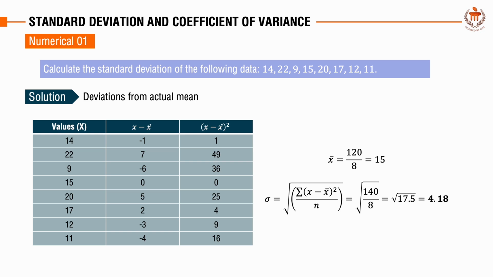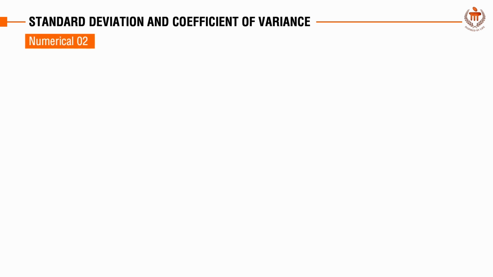So the formula of standard deviation is square root of summation of x minus x bar whole square by n, where the sum of x minus x bar whole square is 140. So 140 by 8, if you do, we'll get 70 by 4. 70 by 4 means 35 by 2. 35 by 2 means 17.5. So square root of 17.5 would be close to 4, so that is 4.18.